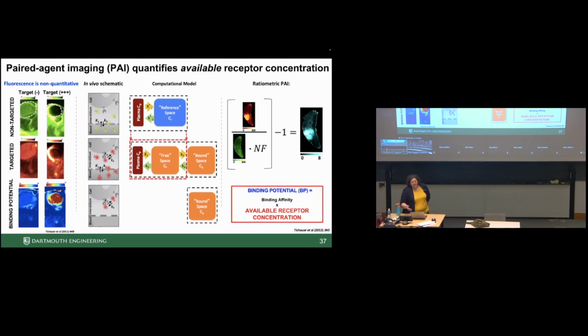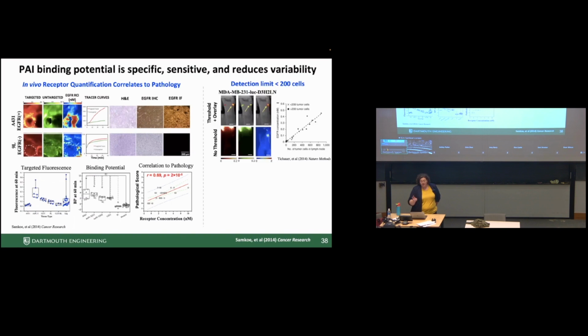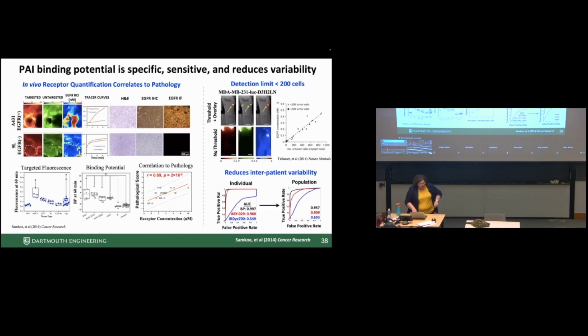And so we're using this paired agent methodology. And we really took this from the PET imaging world, where they use reference tissues. But in fluorescence imaging, or in cancer imaging, you don't have another tissue in your body that mimics cancer. And so here we're able to use 2 imaging agents. We've spent the last number of years demonstrating that this is highly quantitative, correlates to in vivo pathology. We can detect very small numbers of cells. We detected down to 200 cells in tumor draining lymph nodes.